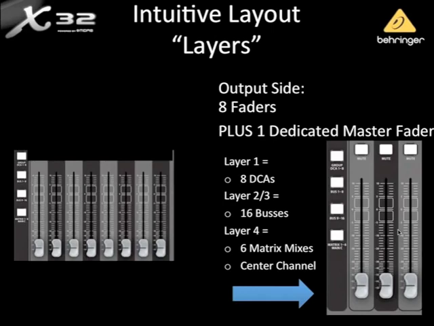You have 8 DCAs. Right below that are going to be your bus masters for bus 1 through 8 on layer 2 and bus 9 through 16 on layer 3. And those are the master outputs for those buses. So if you have a floor wedge on monitor mix 1, then that first fader is going to be your master fader for that if it's on layer 2. And finally, on your fourth layer, you have access to your 6 matrix mixes and your mono center channel. And don't forget, at the very end, we have a 25th fader. That's a dedicated master fader.